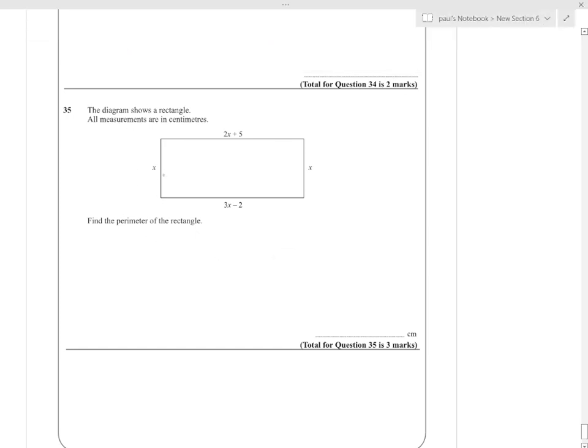Right, okay, let's do this in dangerous red. The top is the same as the bottom. So 2x plus 5 equals 3x minus 2. Solve for x. Take away 2 x's from both sides. We're left with 5 equals x minus 2. Add 2 to both sides. So x equals 7.